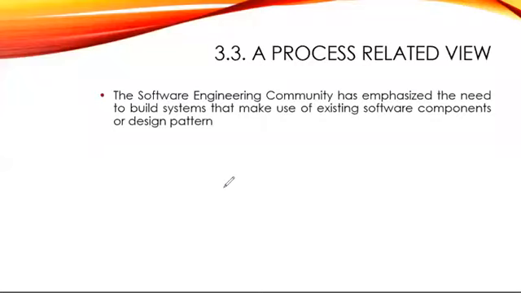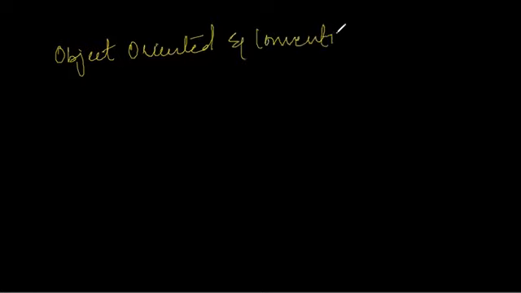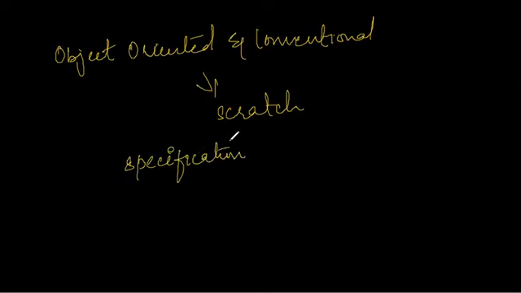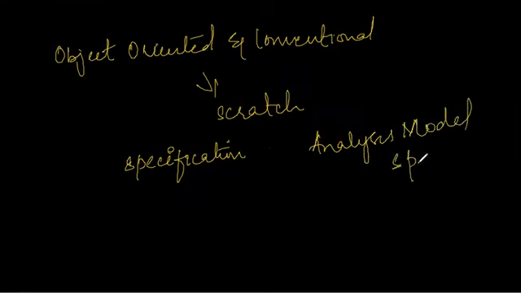So the third type is the process related view. Now the previous two that we have studied are the object oriented view and the conventional view. Within these two views, the component that you're designing is designed from scratch. That is, you have nothing. This is developed by taking into account the specifications that are derived from the analysis model. From analysis model specifications, you're going to create a component.